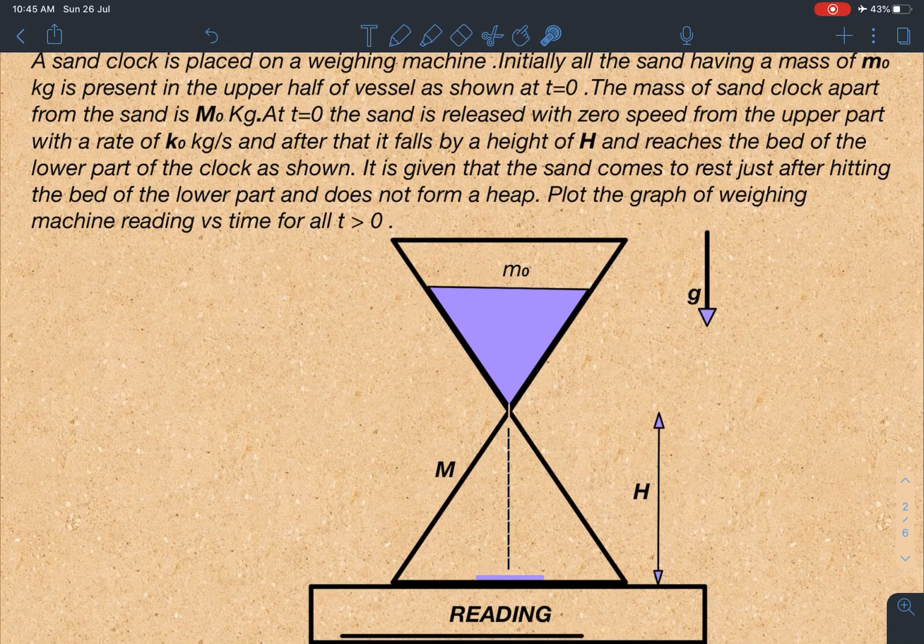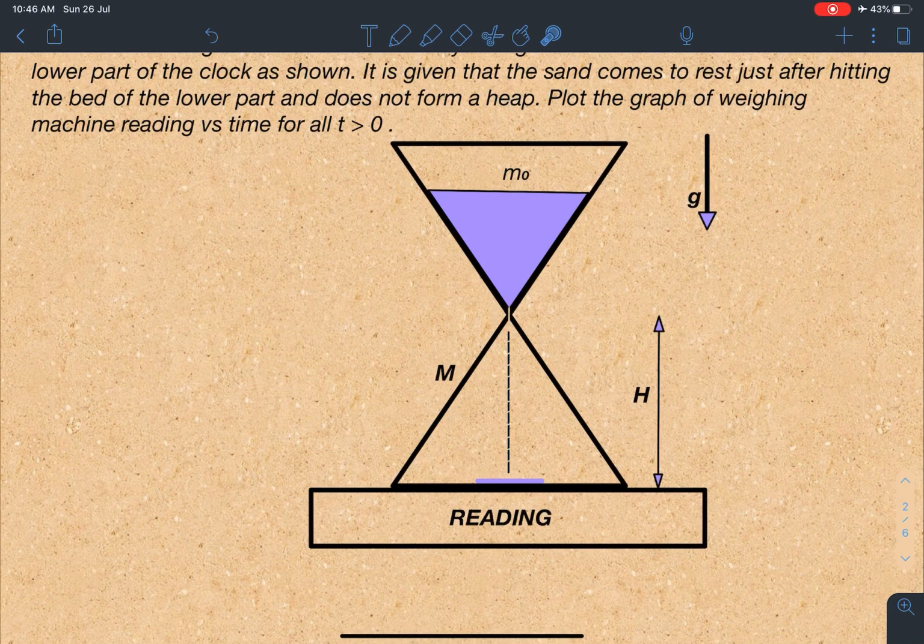And after that it falls by a height h and reaches the bed of the lower part of the clock as shown. It is given that the sand comes to rest just after hitting the bed on the lower part and does not form a heap. Plot the graph of weighing machine reading versus time for all t greater than 0. So once our experiment starts, let's say at t equal to 0, then we have to comment how this reading of the weighing machine is going to change over time. So that part we have to investigate.